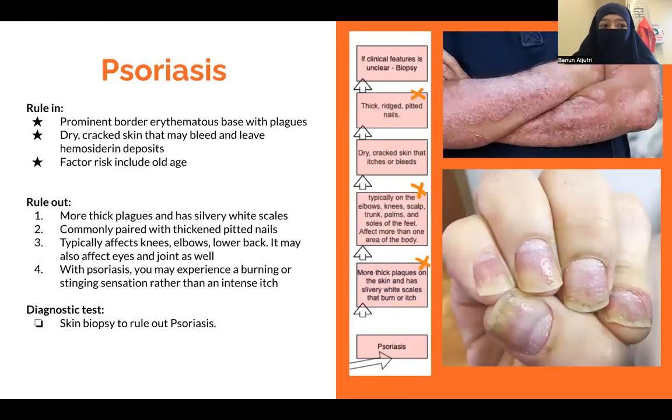And the last one is psoriasis. The ruling in for this one is prominent border erythematous base with plaques. It has dry, cracked skin that may bleed and leave hemosiderin deposits. Risk factors include old age. Ruling out for this one is it has more thick plaques and silvery white scales, commonly paired with thickened pitted nails. Typically it affects knees, elbows, lower back. It may also affect eyes and joints as well. With psoriasis, you may experience burning or stinging sensation rather than an intense itch. Diagnostic test for this one is skin biopsy to rule out psoriasis.